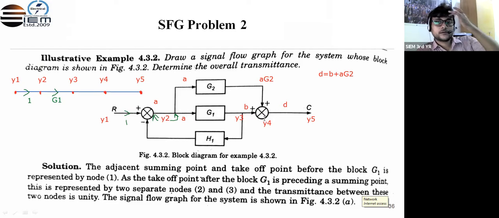Then y3 to y4, y3 to y4, there is the input value, this will be 1.